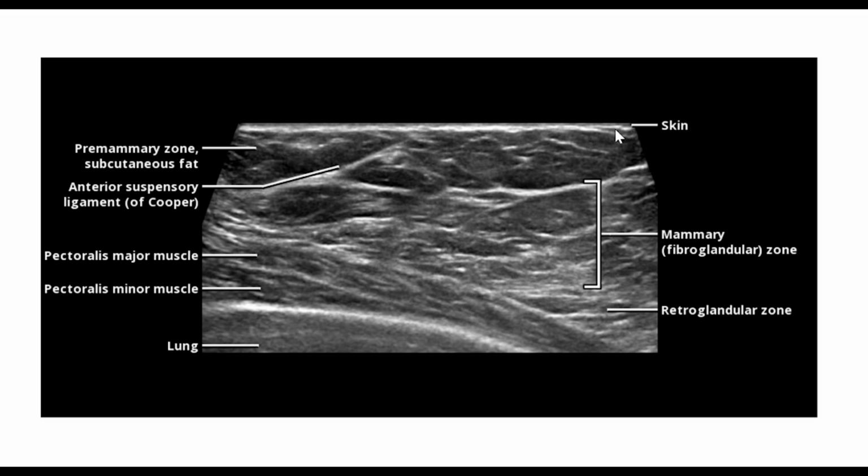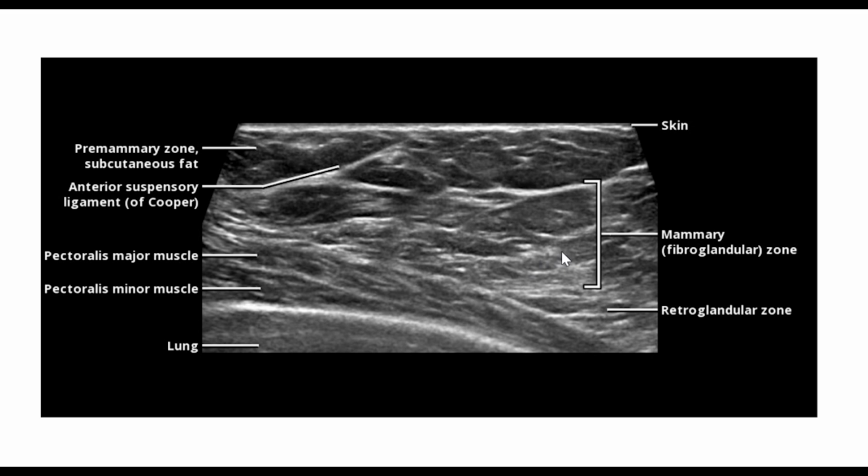So the most anteriorly, this hyperechoic line represents the skin. Just beneath the skin is the pre-mammary zone, and the pre-mammary zone we know is composed of subcutaneous fat and anterior suspensory ligaments, the ligaments of Cooper, and this pre-mammary zone ends posteriorly at the anterior mammary fascia, which appears as a hyperechoic line. Posterior to this hyperechoic line is the mammary zone.